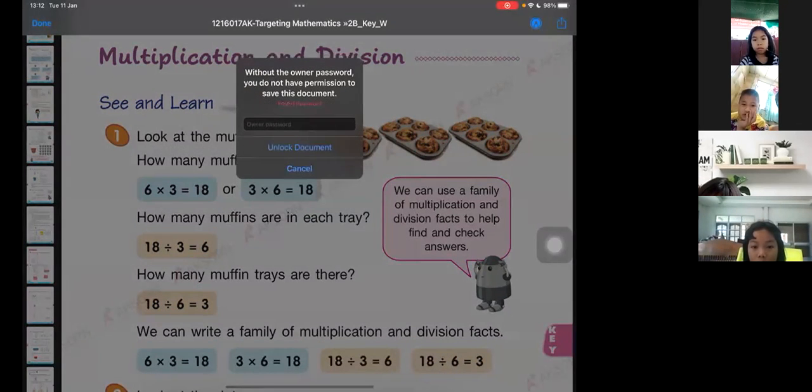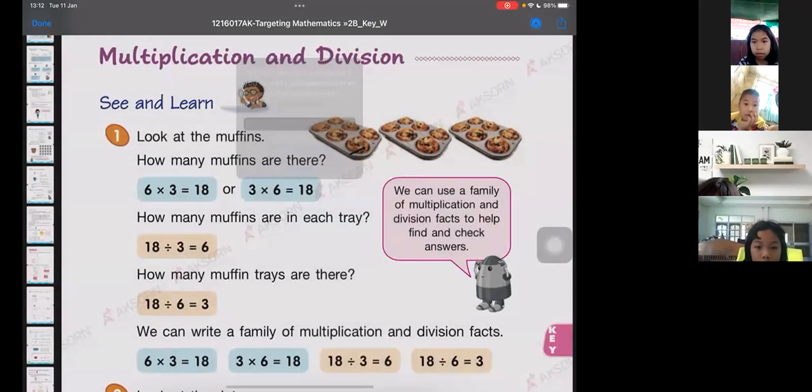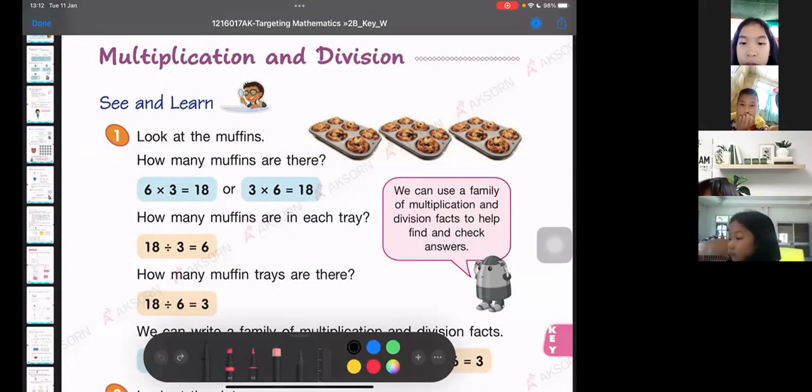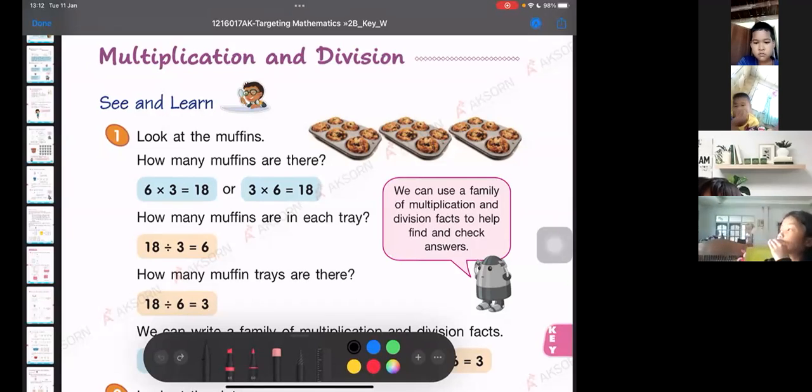1, 2, 3, 4, 5, 6. So we have 6 muffins in one tray, right? In one tray, we have 6 muffins. Now, how many trays do we have? How many trays? So this is 3. Okay, picture wait.